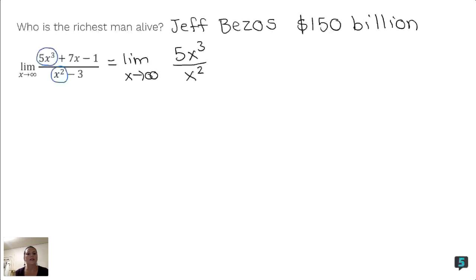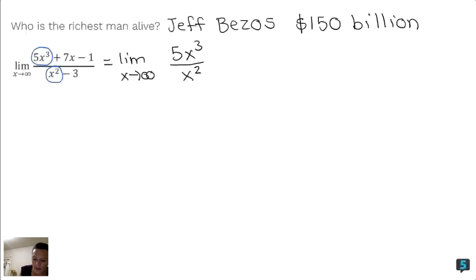Okay. Let's go ahead and reduce 5x cubed over x squared now. This would be equivalent to taking the limit as x approaches infinity of 5x. The limit as x approaches infinity of 5x is going to be infinity. Check out my notation too as I went through.